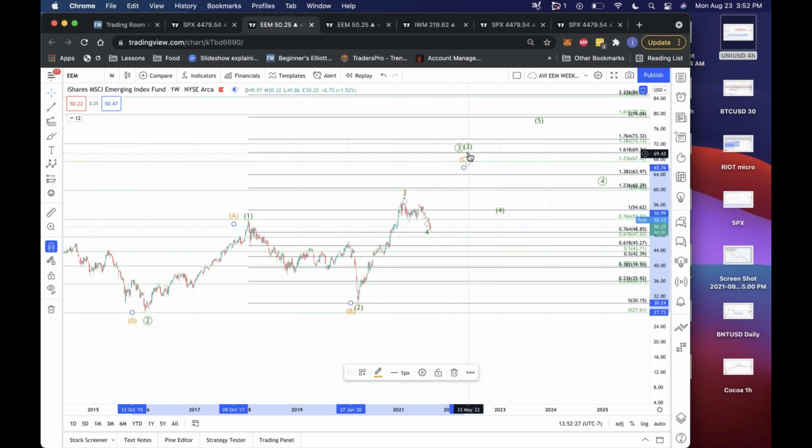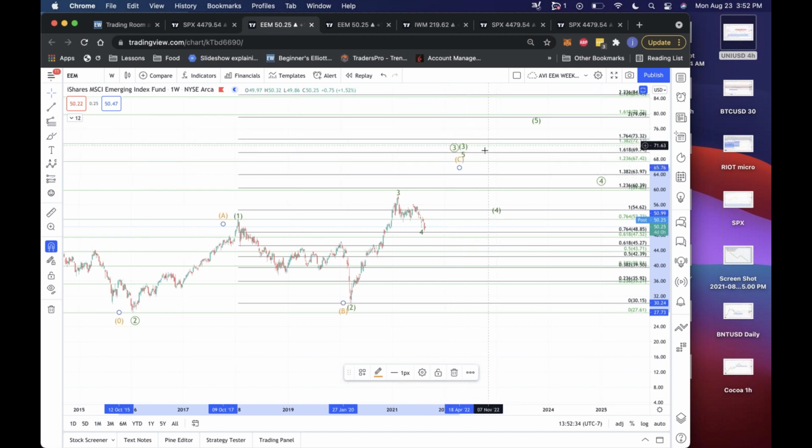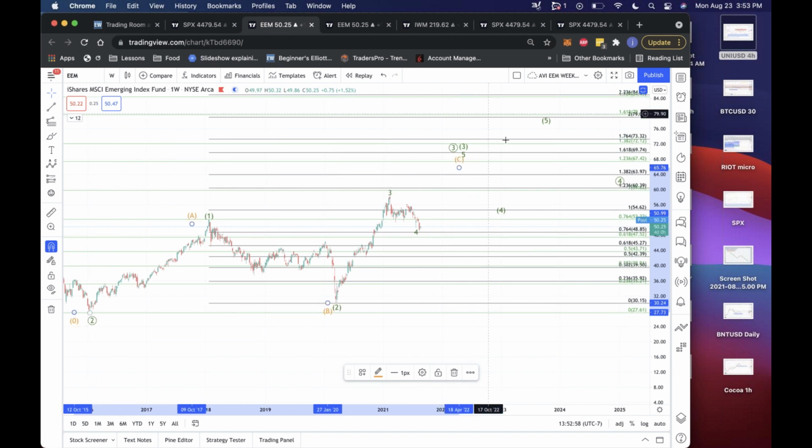Supposing that we hold larger degree support here, we can head up in the 5th of 3rd or the 5th of C of primary 3. And in either case, we're looking for a substantial top. In what I'm showing here in orange, it would be a slightly more substantial top, as it would be completing a larger wave degree. Whereas in Avi's count, we should still probably get a pullback to the low 50s, and then would get the 5th wave up to the 80 region. But either way, I think that that looks quite good there.